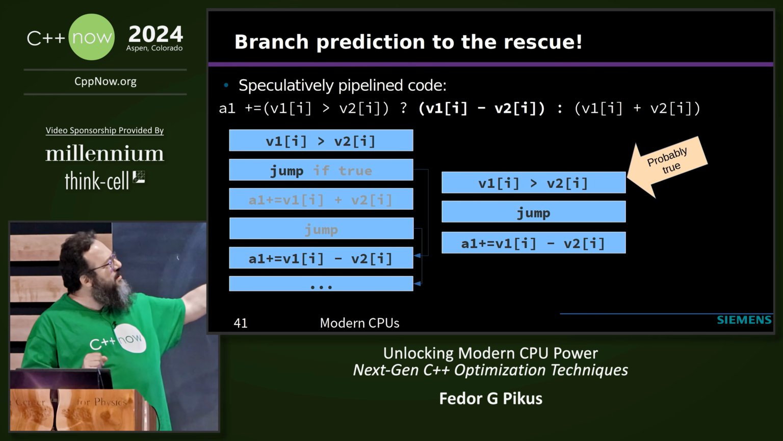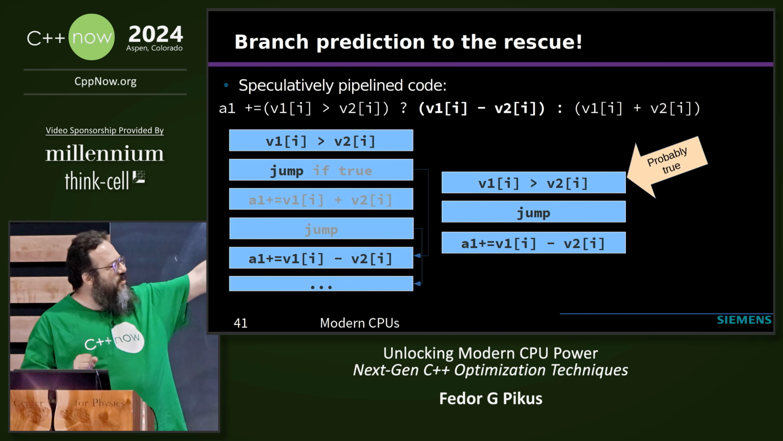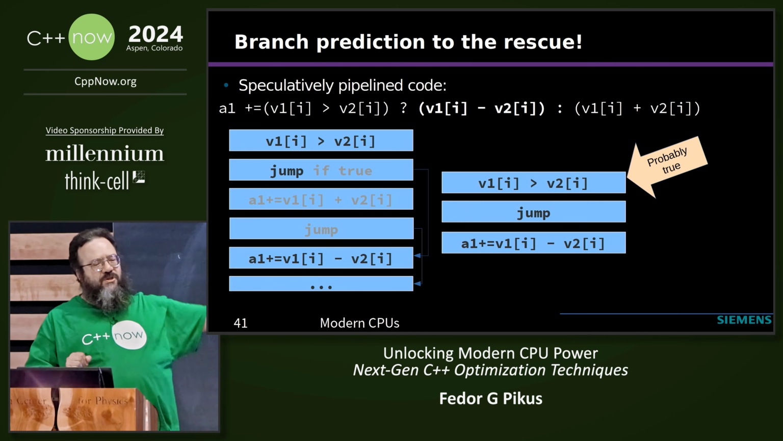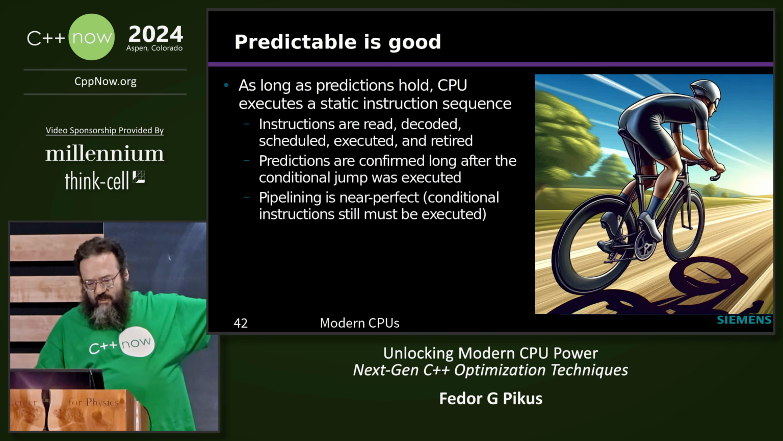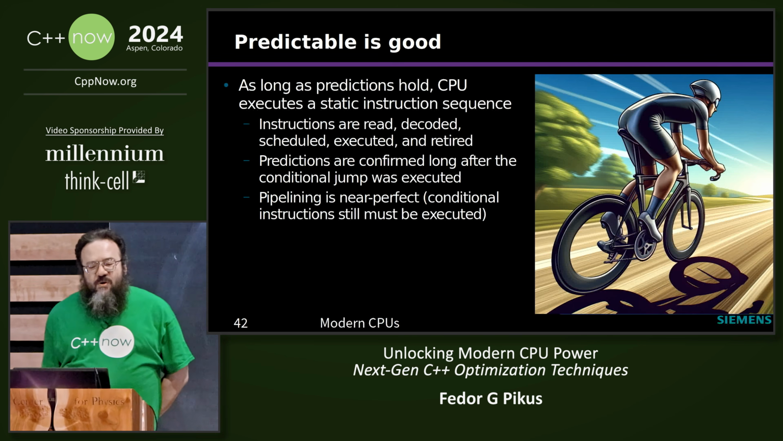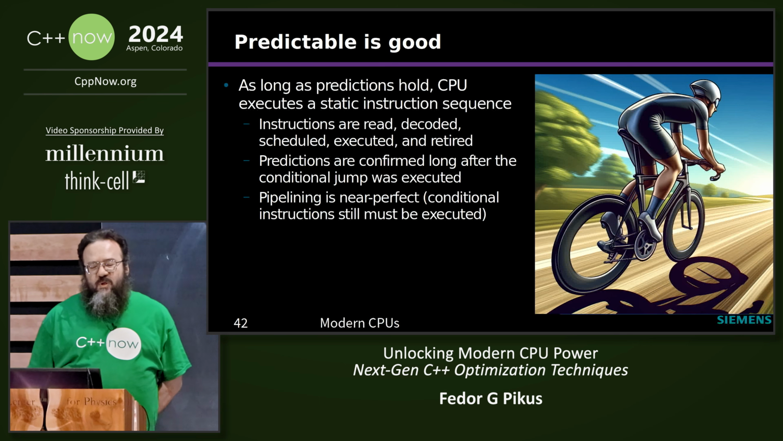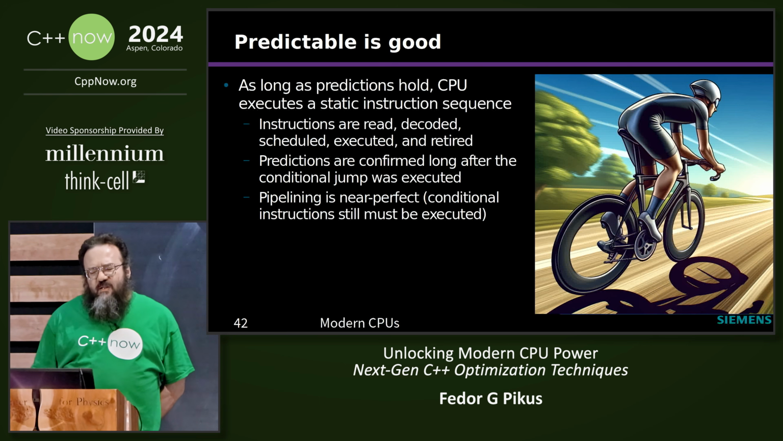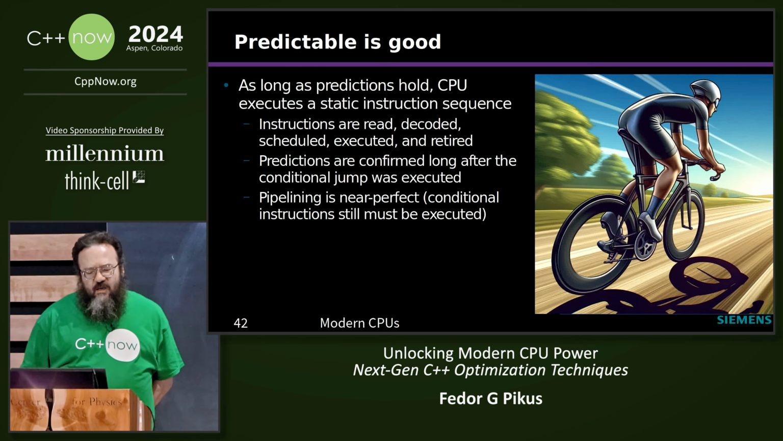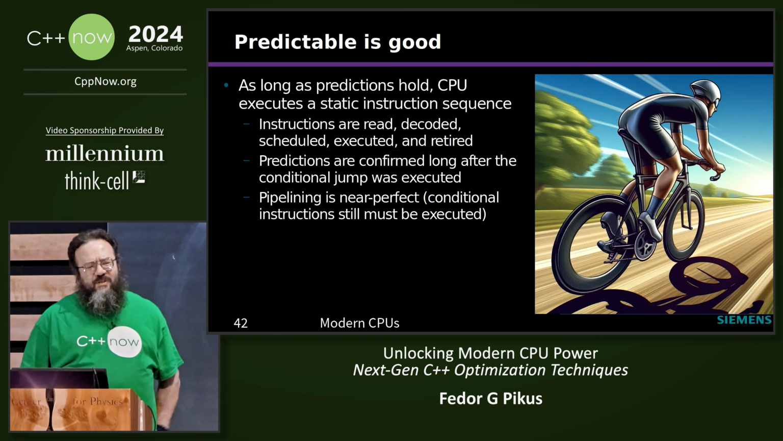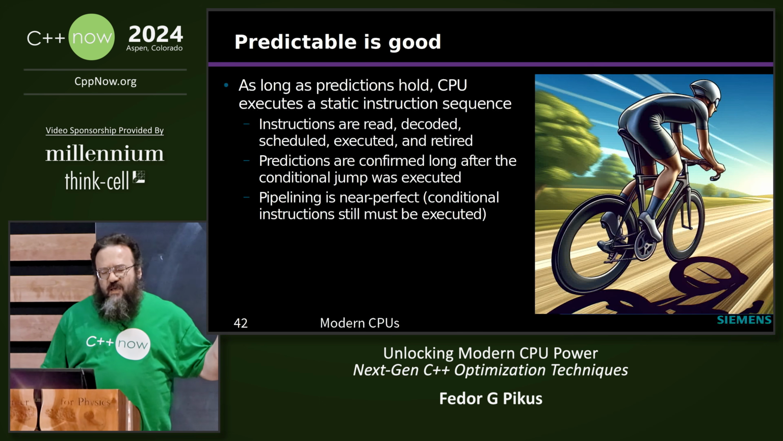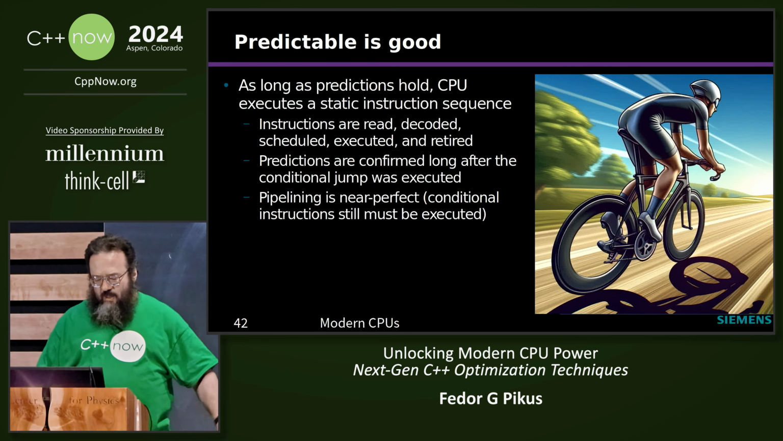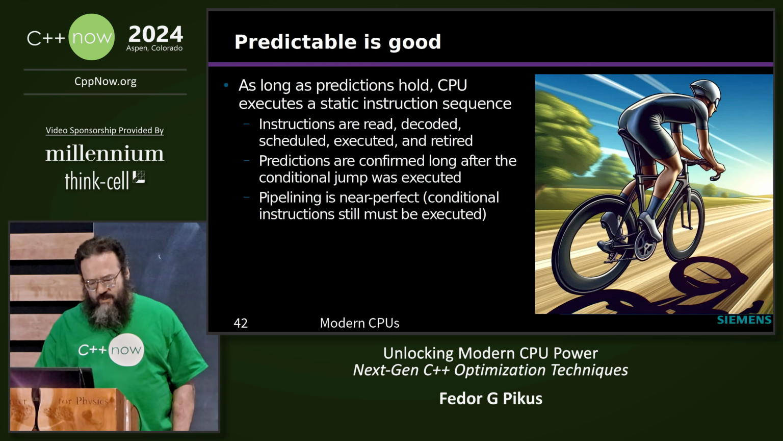This converts your non-linear branched code into a perfectly linear sequence of instructions, so we're now back to pipelining. And life is great because we're now back to the problem that we know how to solve. Instructions are read, decoded, executed, and so on. Eventually, predictions will get confirmed long after the conditional instruction is executed, and our pipelining is basically perfect until it's not.